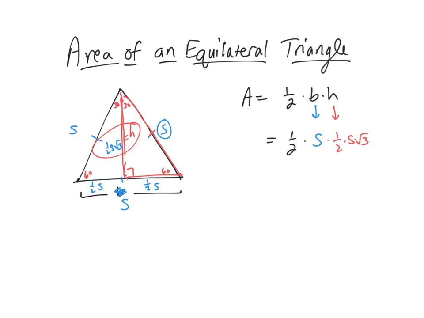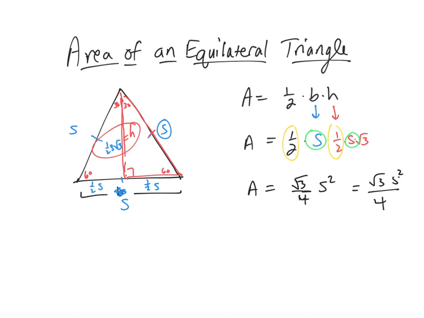So if we simplify that, I'm just going to simply take the 1/2 and 1/2, since those are numbers, multiply those, get 1/4. And then I'm noticing that I have an S and an S, and that's really just S squared. And then I also have a radical 3. 1/4 times radical 3 gives me radical 3 over 4 S squared, is probably the easiest way to write it. So either that or radical 3 S squared over 4.